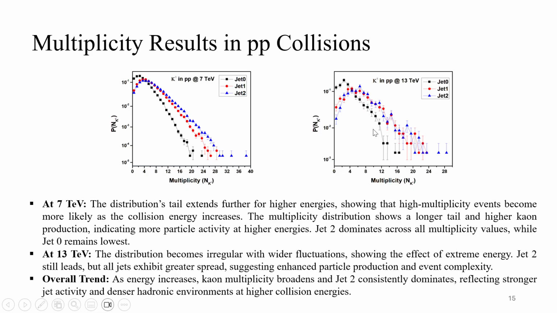So the conclusion is that as the energy increases, the Kaon multiplicity broadens, and again the particle production is more, and jet 2 consistently dominates over jet 1, and jet 0 always remains the lowest.